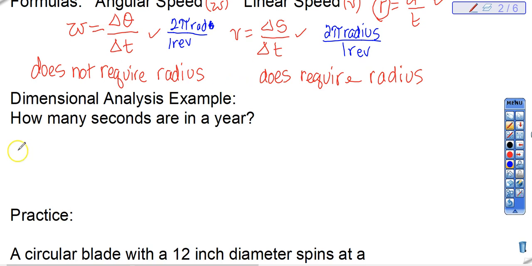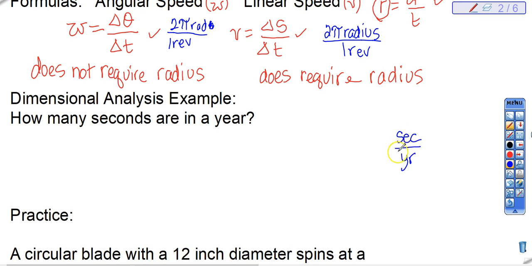So let's take a look at this problem. It says, how many seconds are in a year? I can't easily access that information in my mind, but I can do a dimensional analysis by accessing how many seconds are in a minute. I know that, and I can convert that to how many seconds in a year. So here's what I desire to know. How many seconds are in a year? That would be the label of my final answer.